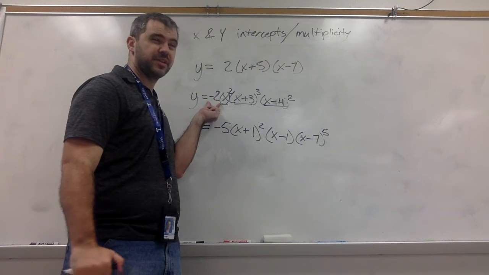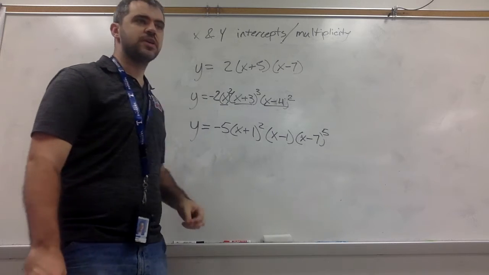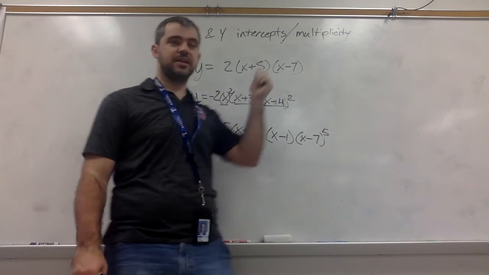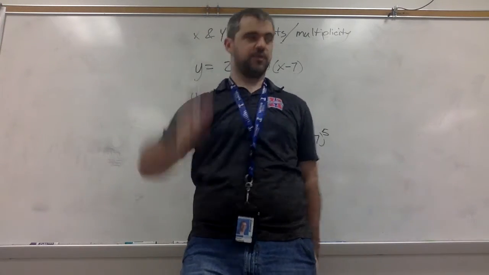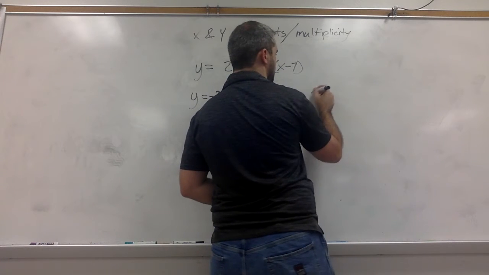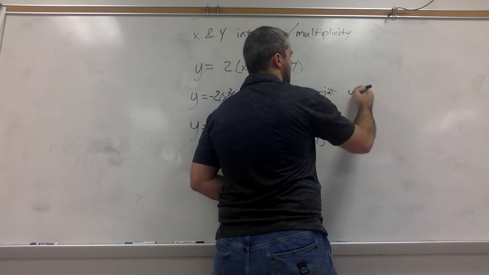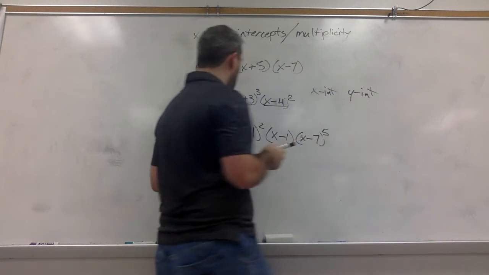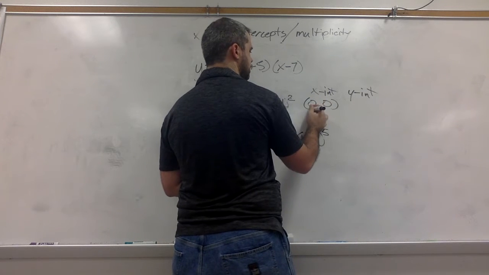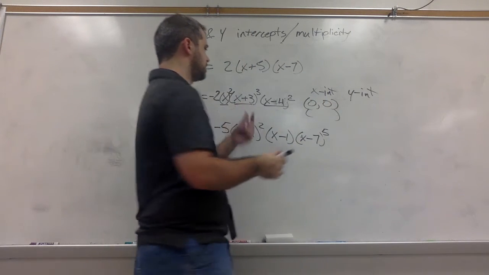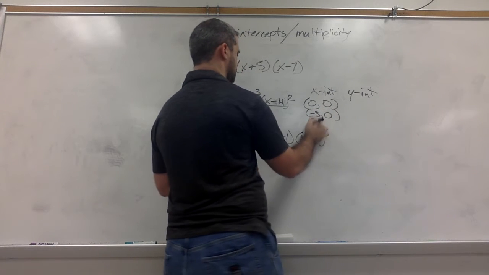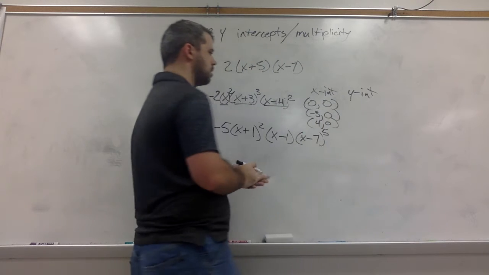Our leading coefficient is -2. So if it's degree 7, we're looking at something like this. If it's negative, then we kind of have to flip around, okay? Let's find our x-intercepts and our y-intercepts. Well, our x-intercepts are our 3 roots. So we should have 0, 0. We should have -3, 0, and 4, 0.